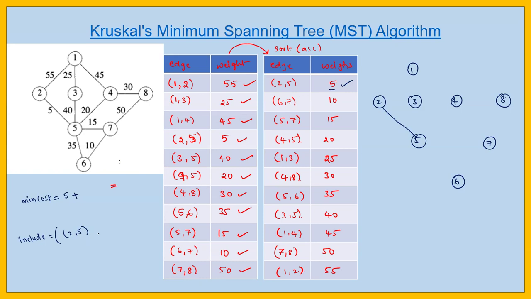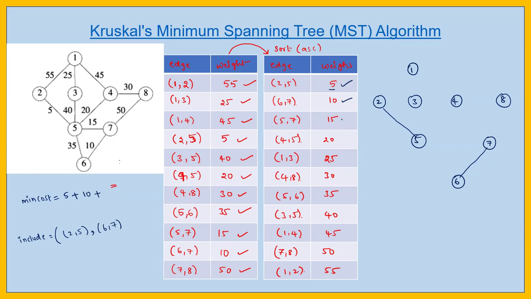Next, plus. What is the next edge? 6 comma 7. So 6 is there, 7 is there. If I draw an edge here, does it form any cycle? No. So I am going to draw this one and include this edge, 6 comma 7. And what is the cost of this one? I have written it at this place. So this is also completed. I have included this one.